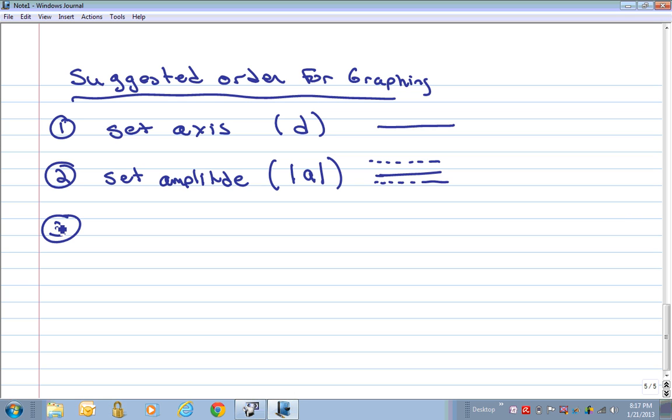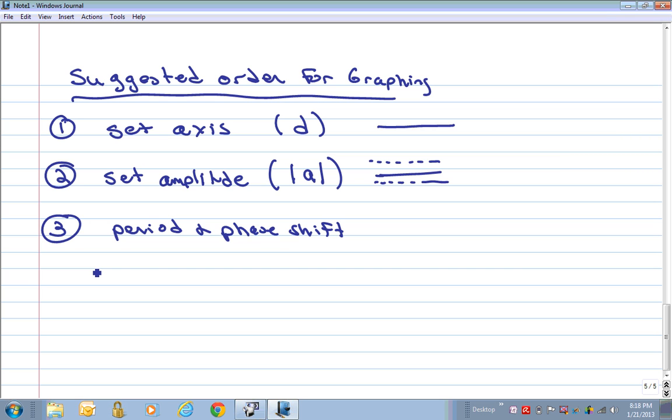Third, I would do the B and the C over B. So these are two things that you do almost simultaneously. This would be setting your period and your phase shift, because you won't always have both.